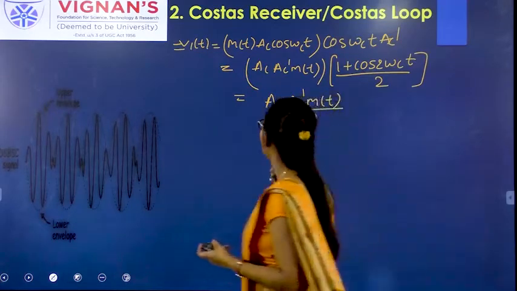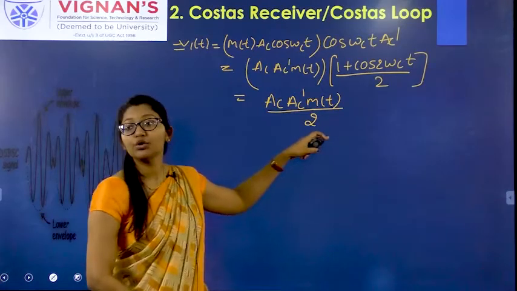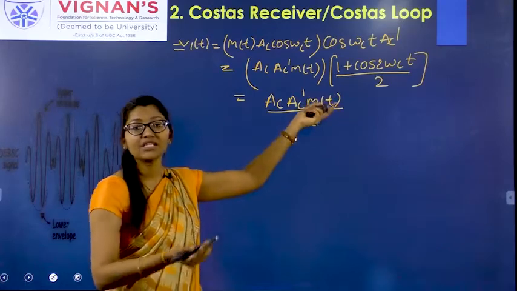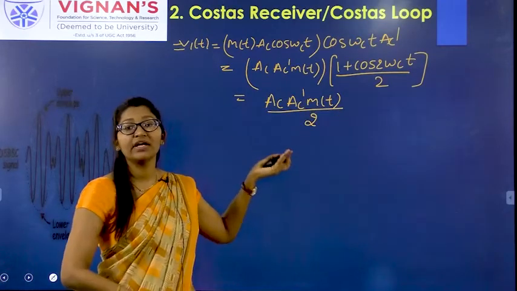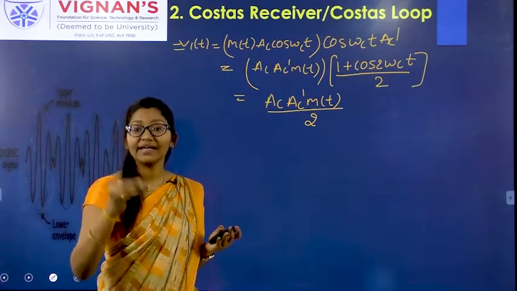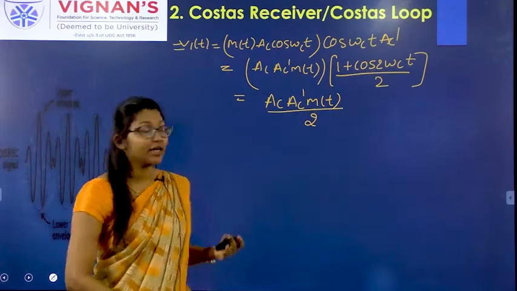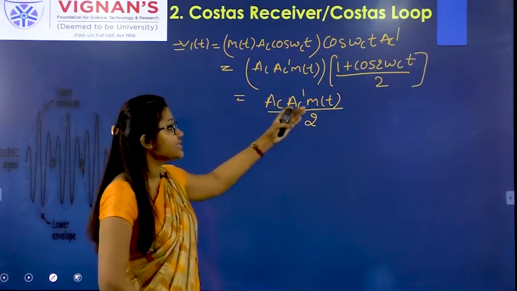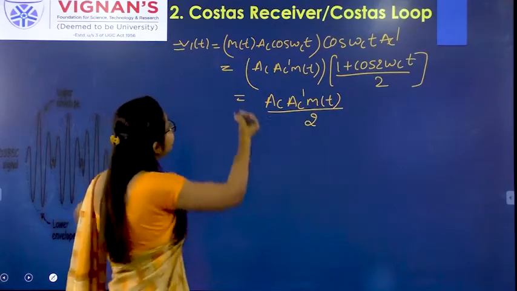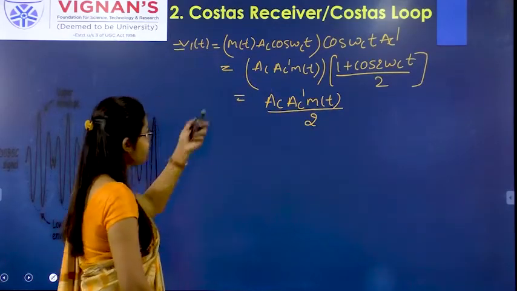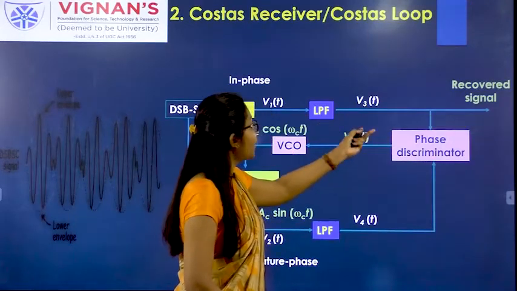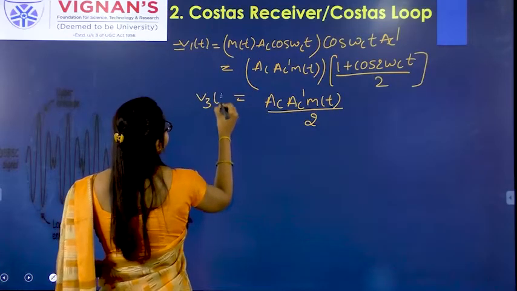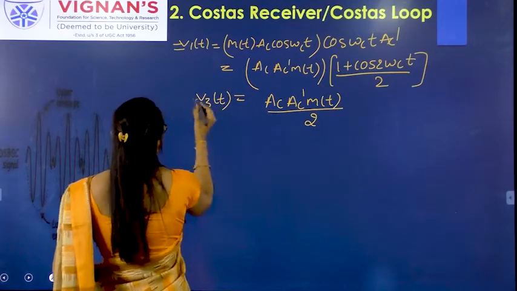So two terms will appear. One is Ac Ac dash m of t by 2 and another term is Ac Ac dash m of t into cos 2 omega ct by 2. But it is passing through a low pass filter. So when it passes through the low pass filter, the highest frequency component gets rejected and only the lowest frequency is allowed. What is the lowest frequency term here? Ac Ac dash into m of t by 2. That is what appears from V1 of t. So V1 of t after passing through the low pass filter gives this value, which is your V3 of t. This is after the low pass filter.